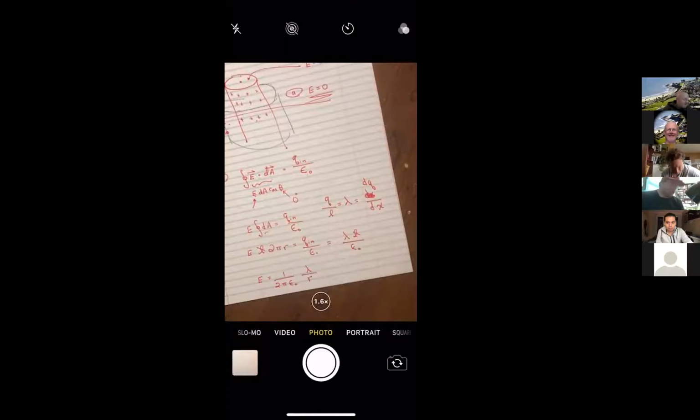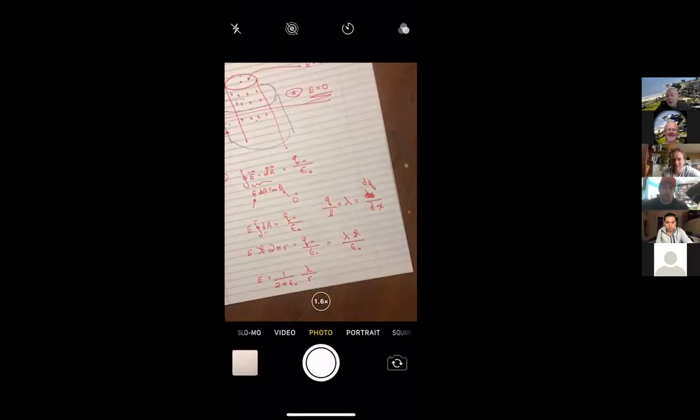I thought lambda was charge over density. I guess I was misusing it. I see the confusion in your words. Lambda is charge density, which means charge per length, and I'll pause there, because it could be length, area, or volume, depending on what we're working with. Okay, that makes a lot more sense.